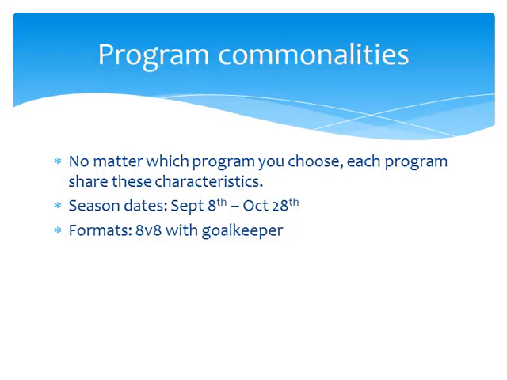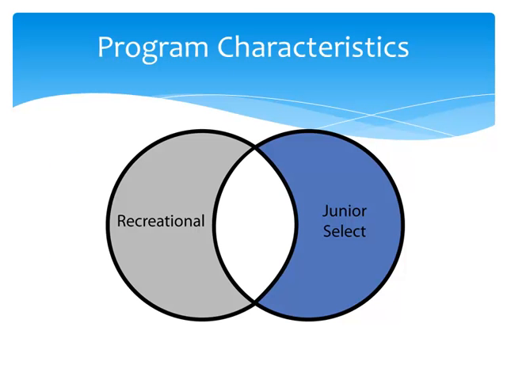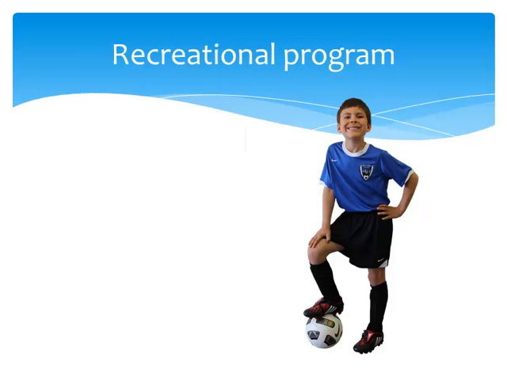The format will be 8v8 with goalkeeper, which is what you currently have at U9. Ideal roster size is between 12 and 13 players. And players will continue to use the size 4 ball. So at U9 they're at size 4. They're going to continue to use it for a couple years up until U12. Now we're going to go over the differences between the recreational and junior select program.